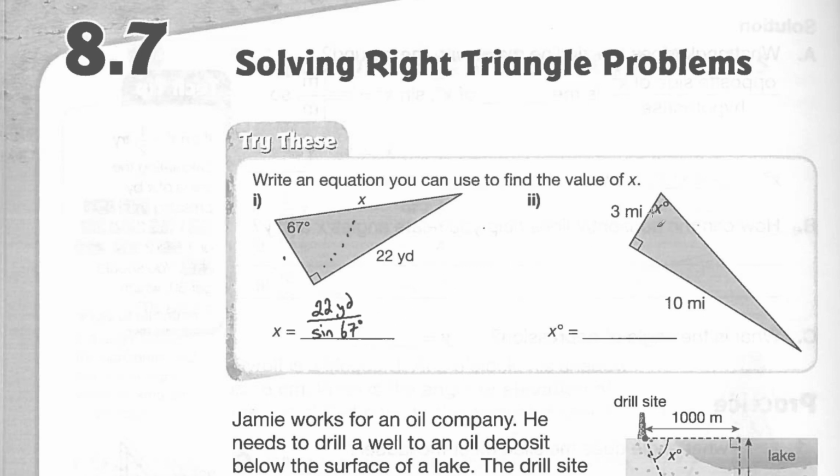For this one, we're looking for an unknown angle x, and we have the side that is adjacent but not the hypotenuse, and the opposite side. So the adjacent and the opposite, that's dealing with the tangent ratio. But since I need an angle, I'm going to have to use the inverse tangent. So it is the inverse tangent, or second tan, of the opposite side, 10 miles, divided by the adjacent side, 3 miles. And that's it. That's the equation I could use. I could actually solve, but it doesn't ask me to, so I'm not going to.